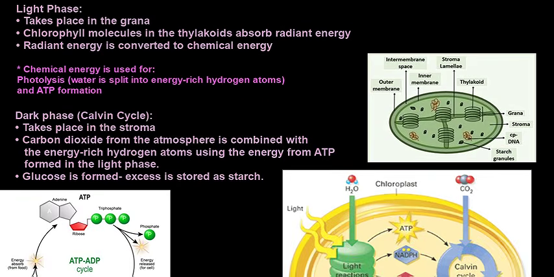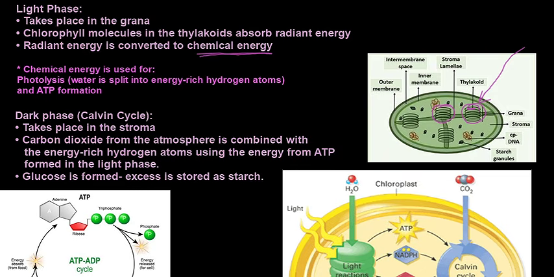Now, looking at the light phase, it takes place in the grana of the chloroplast, so in these little stacks over here. The main reason it takes place there is because of the presence of chlorophyll in the thylakoids. The chlorophyll molecules absorb the radiant energy from the sun coming in, and they are responsible for converting that radiant energy into chemical energy. Remember, energy is never lost, it is just changed into a different type of energy.